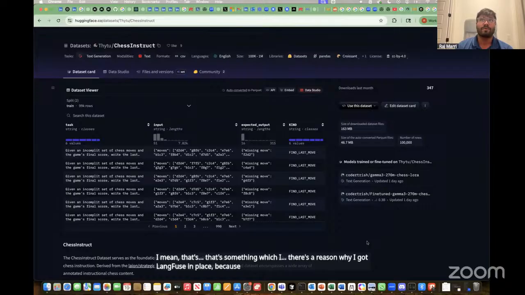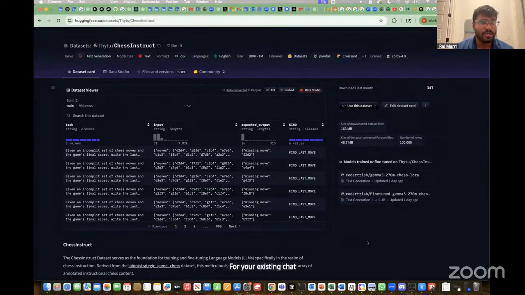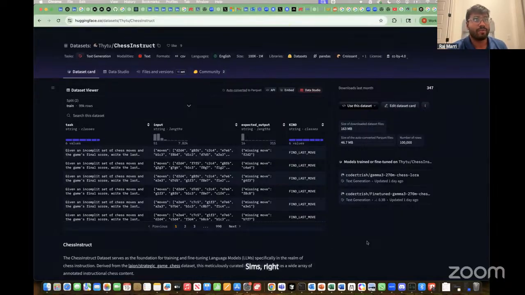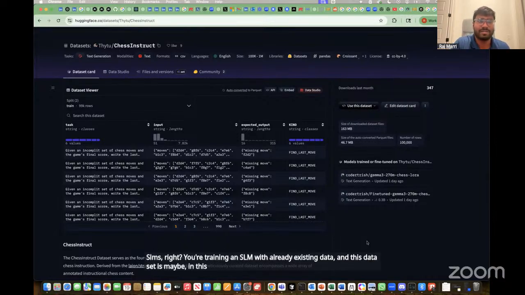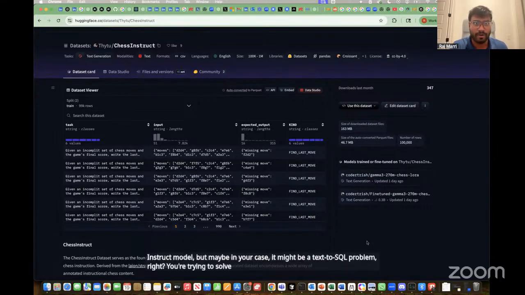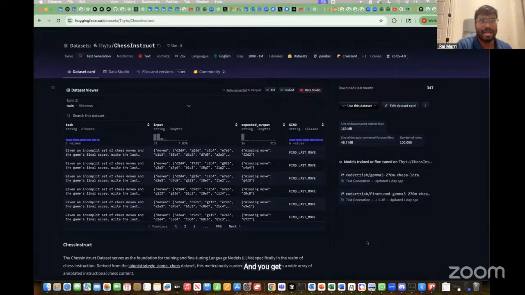I mean, that's something which, there's a reason why I got LangFuse in place, because when you have proper observability for your existing chatbots, are you talking about if you already have a chatbot product, how are you making it more efficient? Because we are talking about SLMs, right? You're training an SLM with already existing data, and this data set is maybe in this case a chess instruct model, but maybe in your case it might be a text to SQL problem, right? You're trying to solve text to SQL in your enterprise, and someone asks a question, and you get a SQL, right?